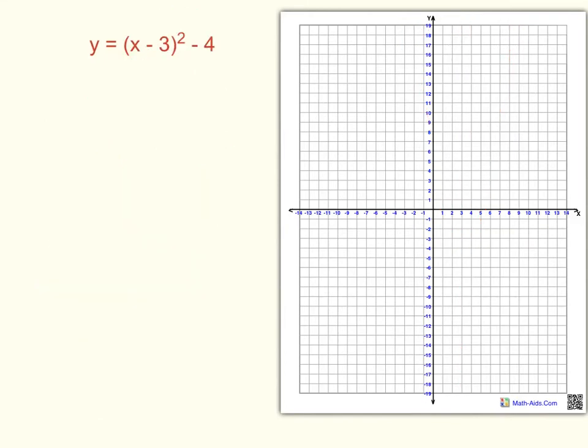Okay, let's go ahead and look at this problem. Now this problem is actually written in vertex form, which means to find the vertex and coincidentally the axis of symmetry, I'm going to actually pull it straight out from the graph. It's going to be pretty simple.